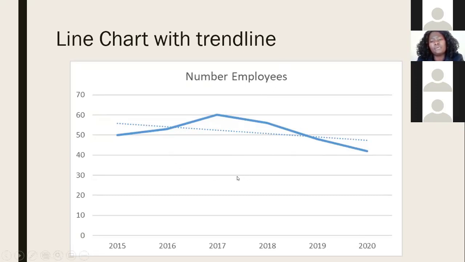We want to see the number of employees over time. So you can actually see here the line chart shows direction, and also the trend line shows the overall direction, showing that the number of employees was going down from 2015 to 2020. So that's a line chart with a broken line here, the trend line.